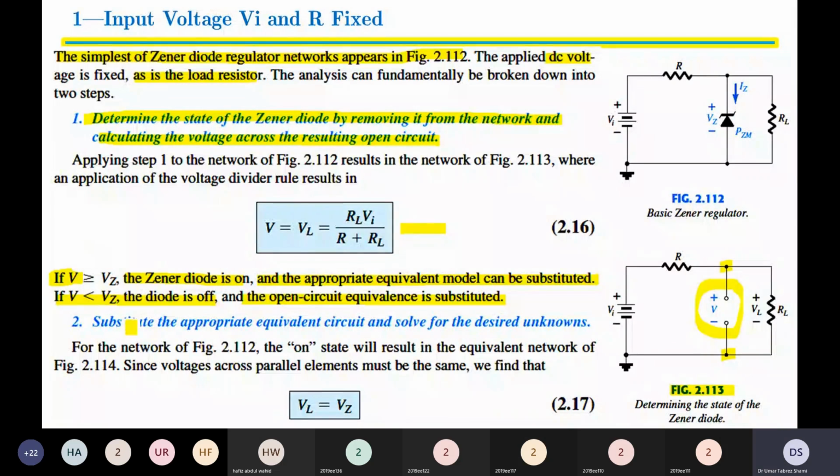Now comes the second step. The second step is to substitute the approximate equivalent circuit and solve for the desired unknowns. That is, if our voltage across the load is equal to or larger than Vz, then we will substitute the voltage of the Zener diode as our load voltage. And we will say that VL is in fact equal to Vz, because without Vz, it would be larger. Therefore, the Zener will experience breakdown and the voltage across the load resistance is Vz.